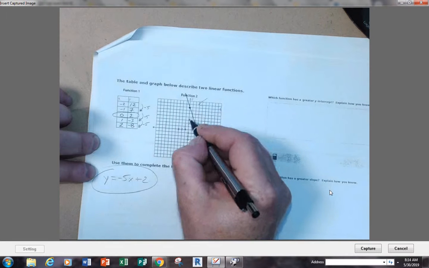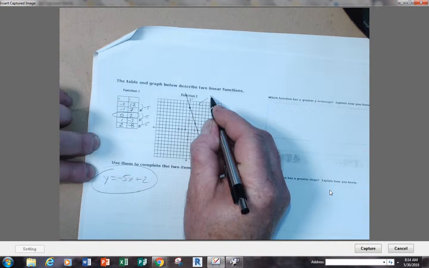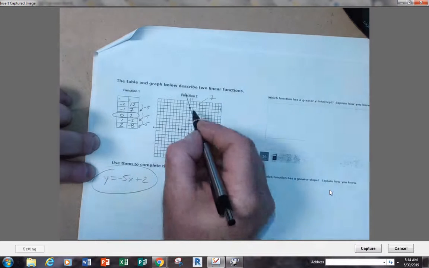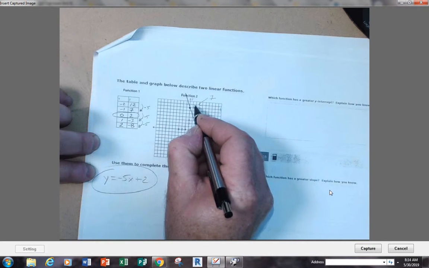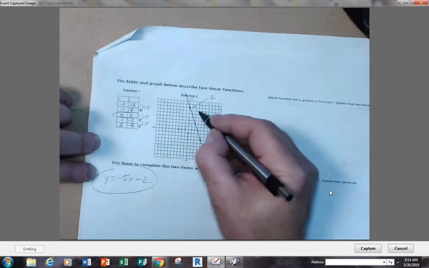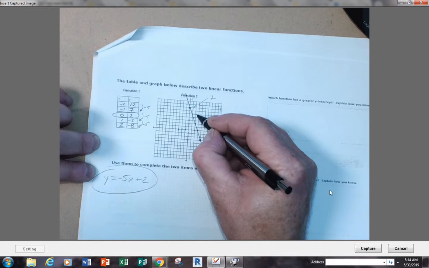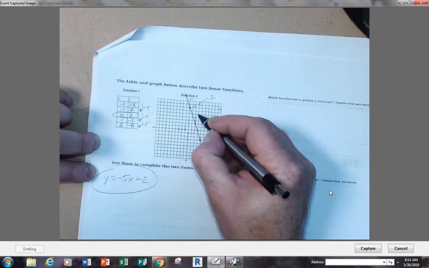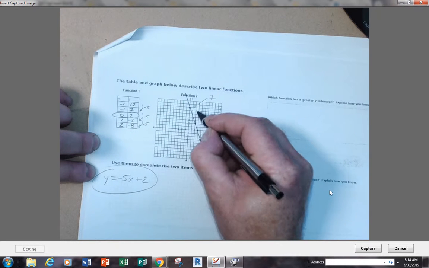This one has a y-intercept of 3, 4, 5, 6, 7, and it's got a slope of right 2, down 1, 2, 3, 4, 5. So that one's equation is, with the correct numbers in the right place, y equals negative 5 over 2 x plus 7.